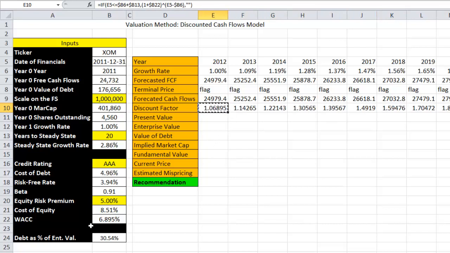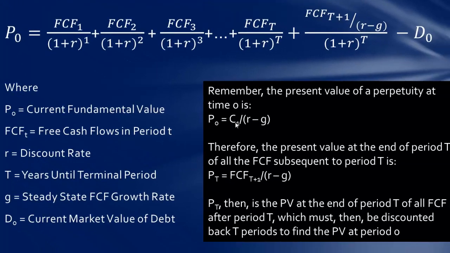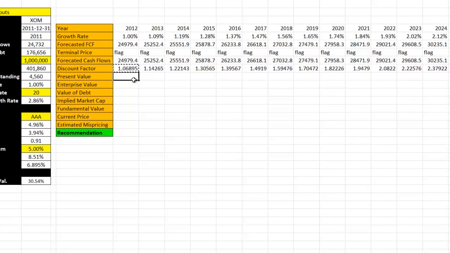We know that our discount rate is 6.895%. So does that look like 1 plus r, 1 plus r squared, 1 plus r cubed? Looks like we're on the right track. So in order to get present value, we just take the cash flows in the period and divide it by the discount factor. If you want to see it mathematically, here is the cash flow, here is the discount factor. We just divide it to get the present value every period.